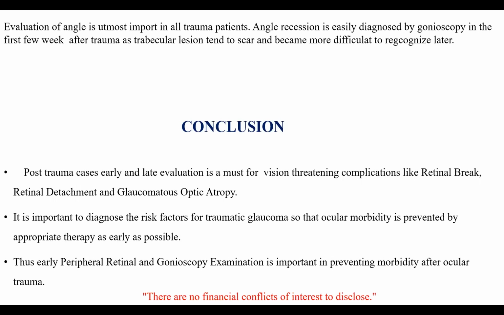Conclusion: in post-trauma cases, early and late intervention is a must for vision-threatening complications like retinal break, retinal detachment, glaucoma, or optic atrophy. It is important to diagnose the risk factors for traumatic glaucoma so that ocular morbidity is prevented by appropriate therapy as early as possible. Thus, early peripheral retinal and gonioscopy examination is important in preventing morbidity after ocular trauma.